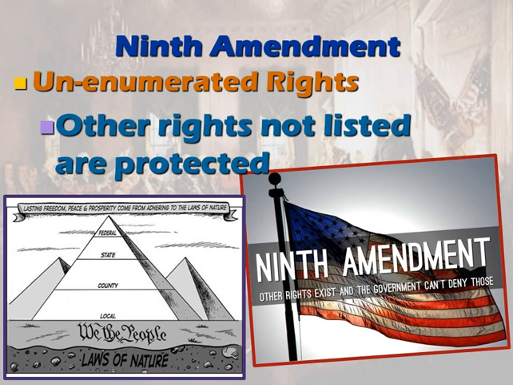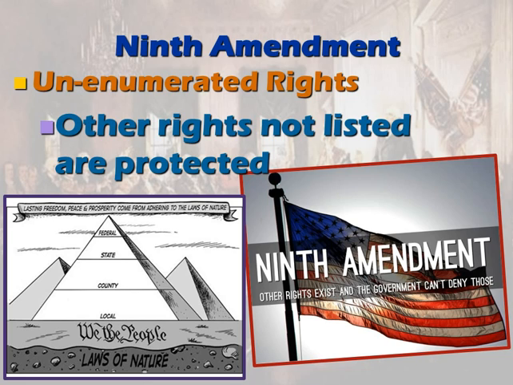The Ninth Amendment was put in there to make the Federalists happy. Remember, the Federalists were worried, what happens if we leave something out? What happens if we forget to list a right in the Constitution? And so the Ninth Amendment covers the unenumerated rights. What the Ninth Amendment says is that there are rights out there. We know that there are rights out there. And just because we don't list them in the Constitution doesn't mean they're not protected.